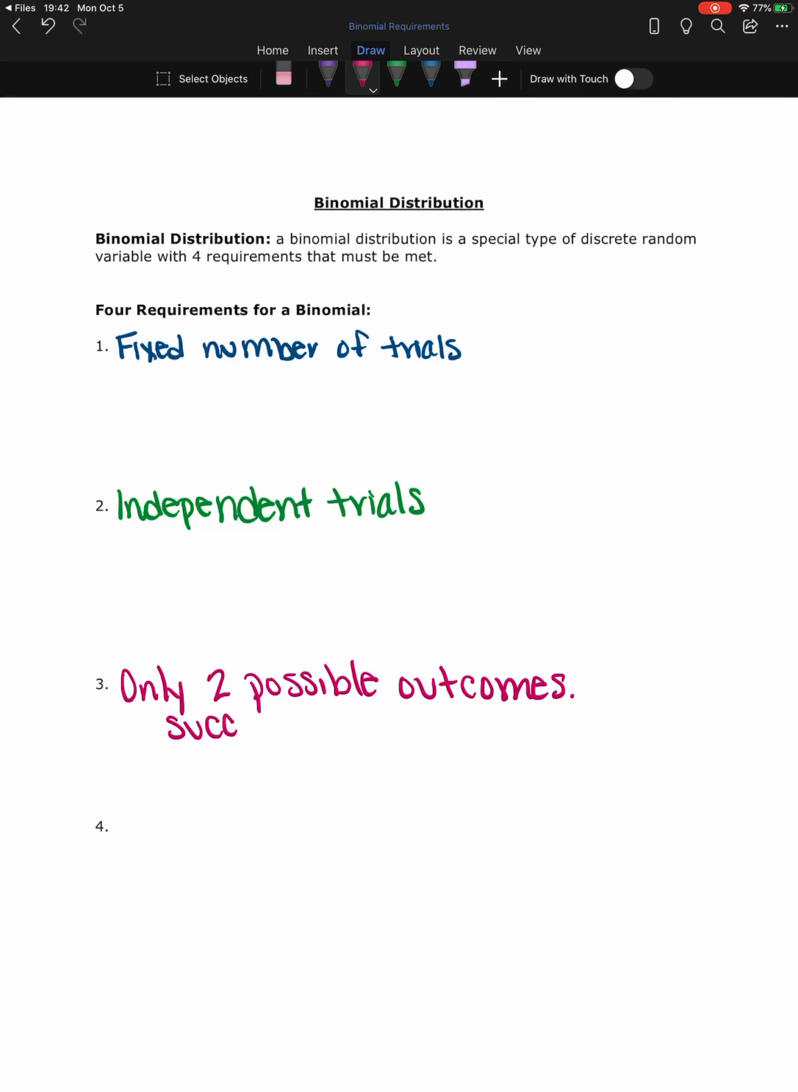We refer to these outcomes as a success, meaning whatever it is that we are interested in, the outcome of interest, and a failure, which is whatever the other outcome is, the one that we are not interested in. So if I'm flipping a coin and I want to know how many times I get tails, the success would be that the coin lands on tails. A failure would be that it landed on heads.